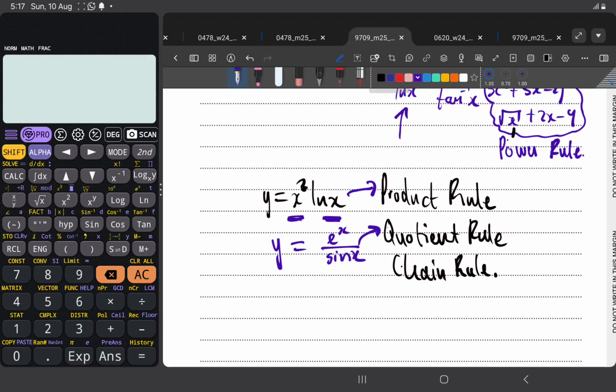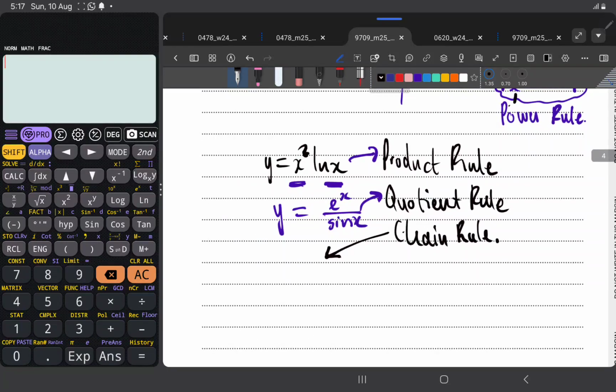Chain rule is used for composite functions when you want to differentiate composite functions. A composite function, or a composition of functions, is when we have a function inside another function. So for example, I say to you, please differentiate y is equal to e to the x squared plus 5. This is a composite function.